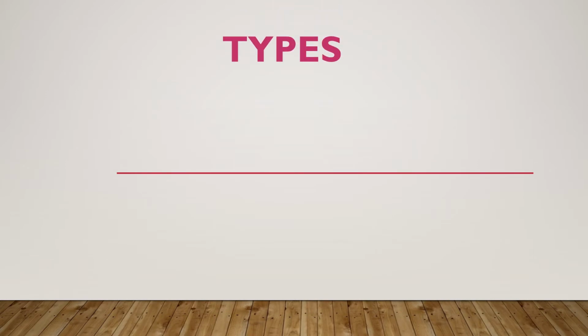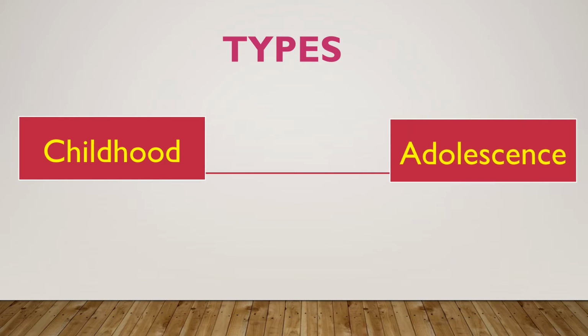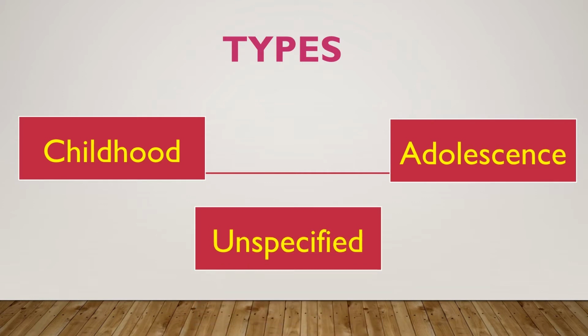Let's have a look at the types. There are three main types of conduct disorder: the childhood, the adolescence, and the unspecified. They are categorized according to the age at which symptoms of the disorder first occur. Childhood onset occurs when the signs of conduct disorder appear before age 10. Adolescent onset occurs when the signs appear during the teenage years. And unspecified onset means the age at which conduct disorder first occurred is unknown.